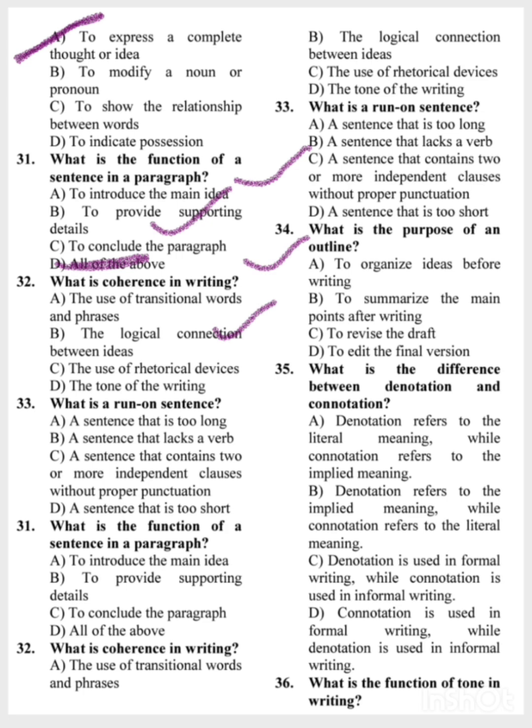What is a run on sentence? Here directly we will go for the correct answer. Option C is the correct answer. A sentence that contains two or more independent clauses without proper punctuation. It is a sentence having two or sometimes more than two independent clauses but without proper punctuation. Then it is called a run on sentence. Run on, no punctuation marks are used here. Okay. Moving on to the next question, that is 31st question.